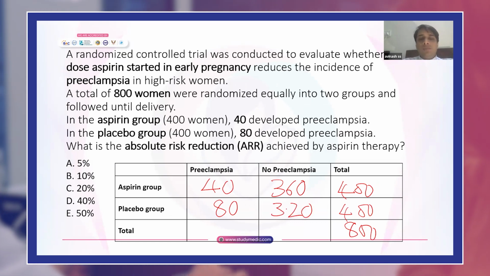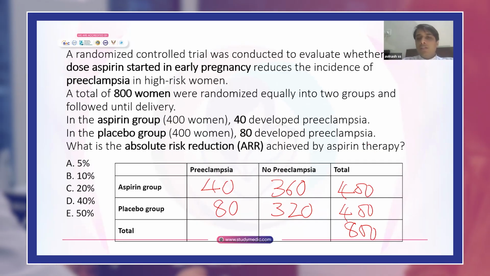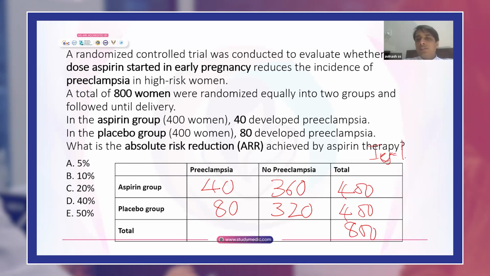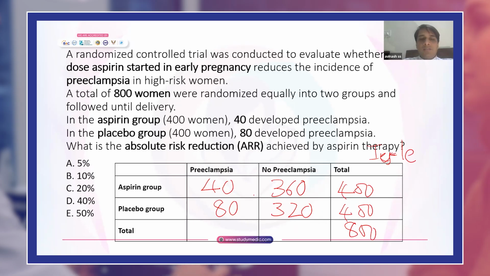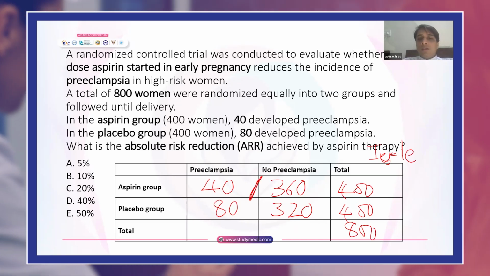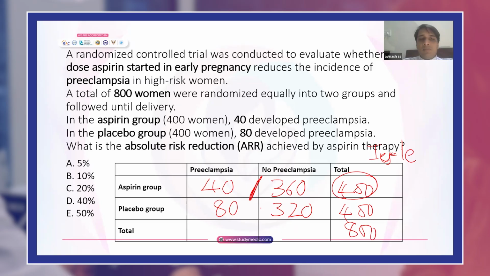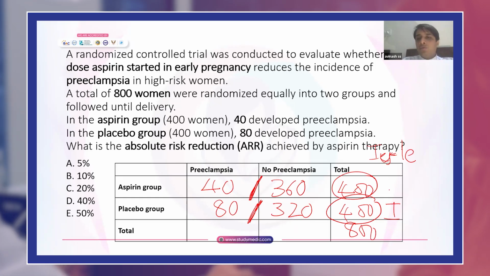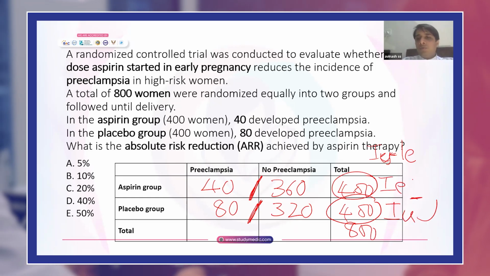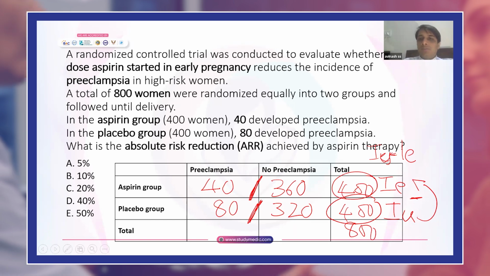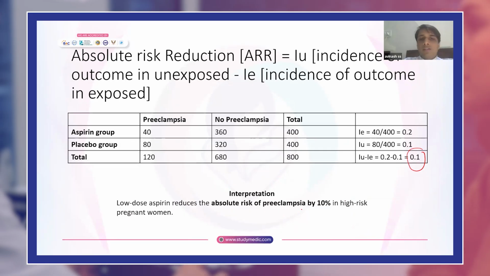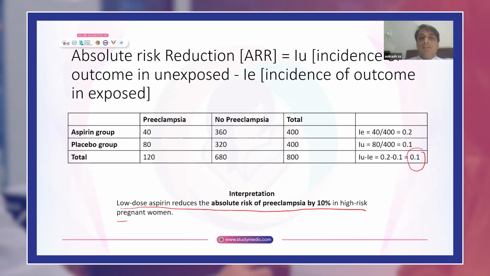They want to calculate the absolute risk reduction. Absolute risk reduction is IU minus IE, incidence in unexposed minus incidence in exposed. Now incidence of preeclampsia in exposed is 40 by 400. Incidence of preeclampsia in placebo group is 80 by 400. So this is the unexposed and this is the exposed group. Now we have to do unexposed minus exposed, and it will come to 0.1. That means low dose aspirin reduces the risk by 10% in high risk pregnant women. This is the formula, and this is the interpretation.